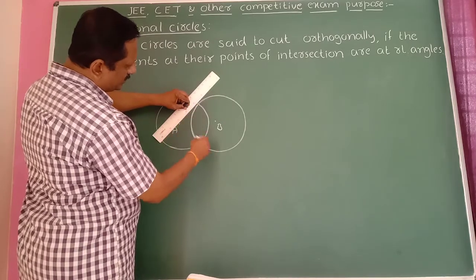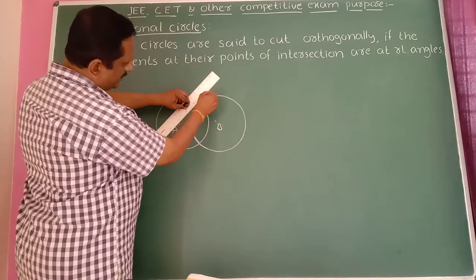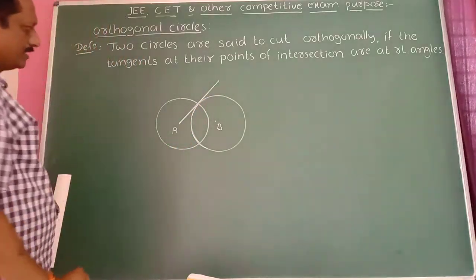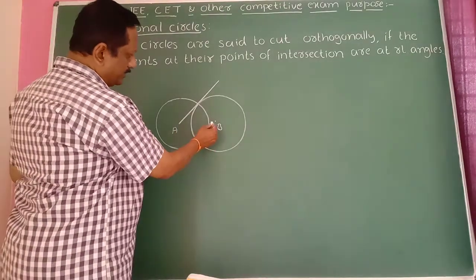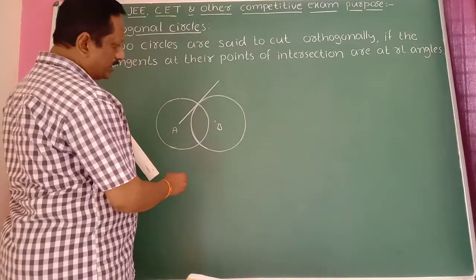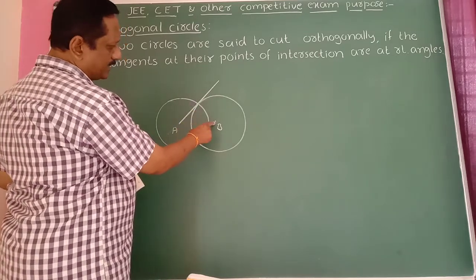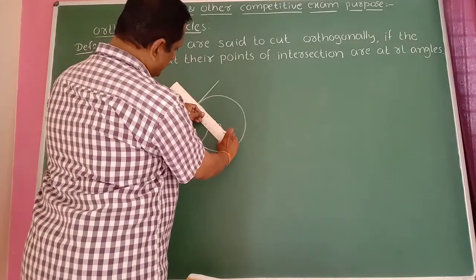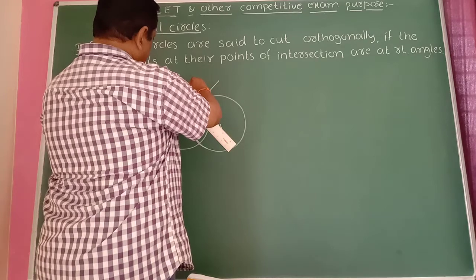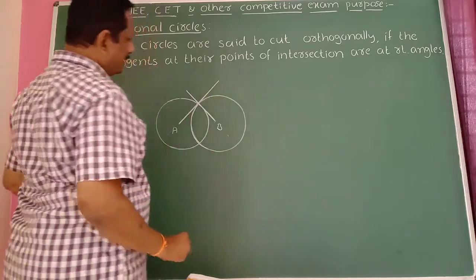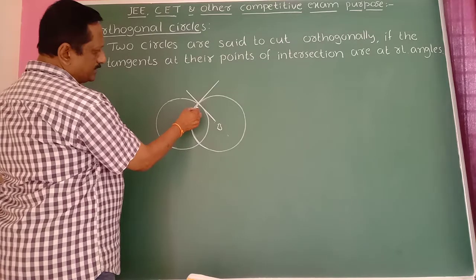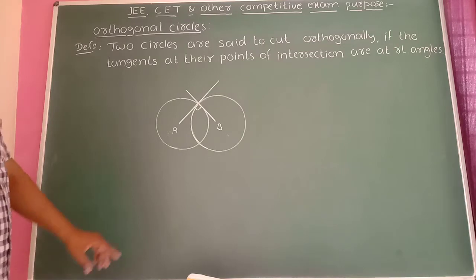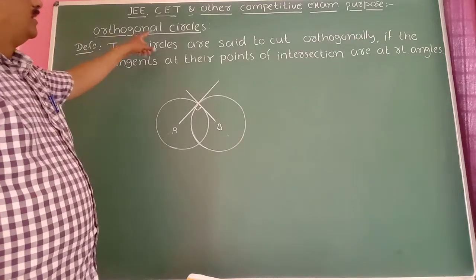You draw the tangent to the second circle from the center of the first circle. This is the first tangent. Similarly, this is the center of the second circle. You draw a tangent to the first circle from this center, passing through the point of intersection. So this is a tangent. Then this angle is 90 degrees. If this angle is 90 degrees, then we say that these two circles cut each other orthogonally.